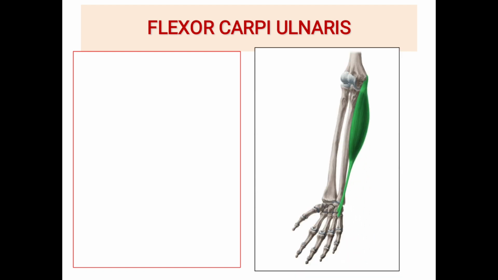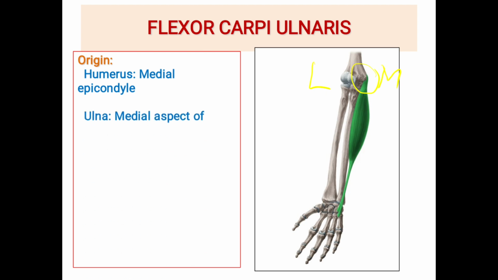So flexor carpi ulnaris. Okay, so this is on the ulnar side, the most medial. Okay, so again, this is the lateral and this is the medial side. Okay, so the origin of your flexor carpi ulnaris is the same. You have the medial epicondyle, but it has also an ulnar origin, actually at the shaft, okay, or medial aspect of the ulna.